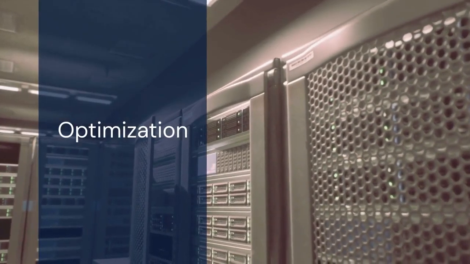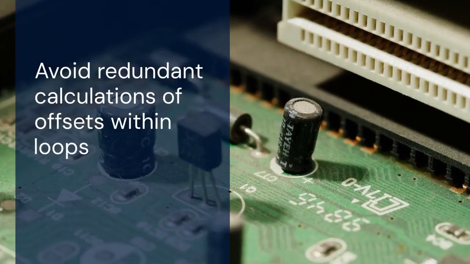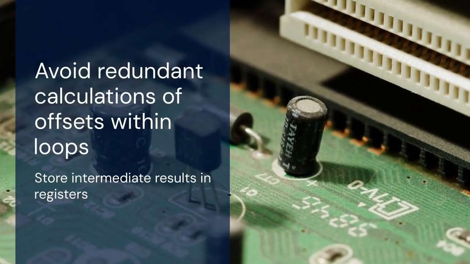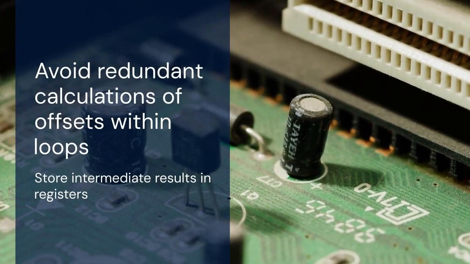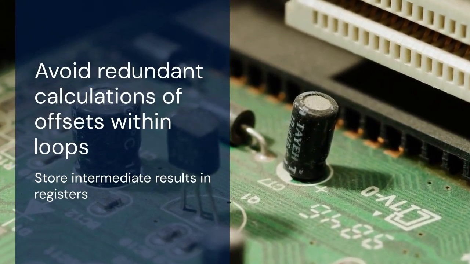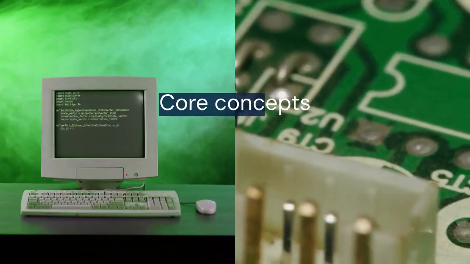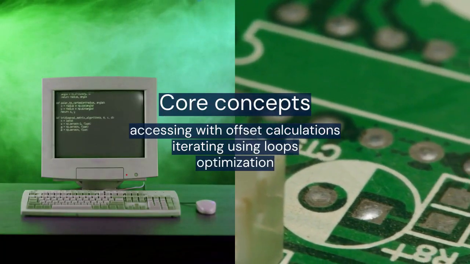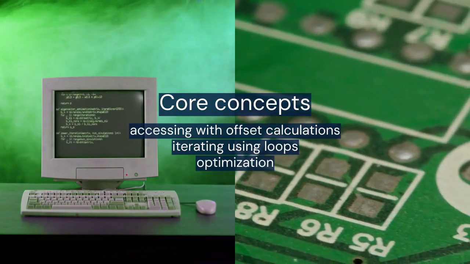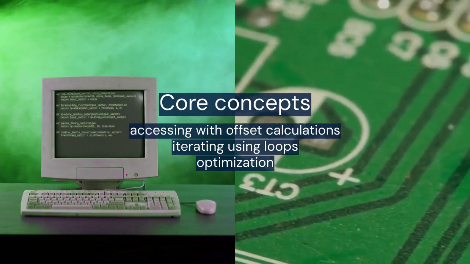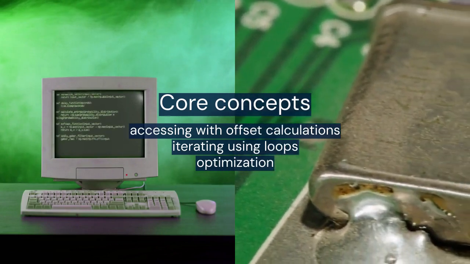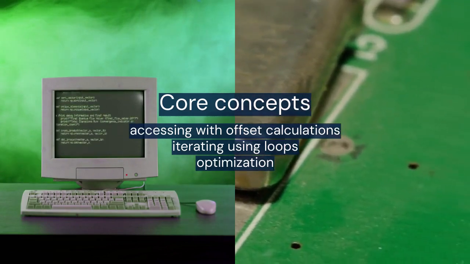Lastly, consider optimization. Avoid redundant calculations of offsets within loops. Store intermediate results in registers to reduce memory access. Understanding these core concepts, declaring, accessing with offset calculations, iterating using loops, and optimization, enables you to effectively utilize 2D arrays in your 8086 assembly programs.